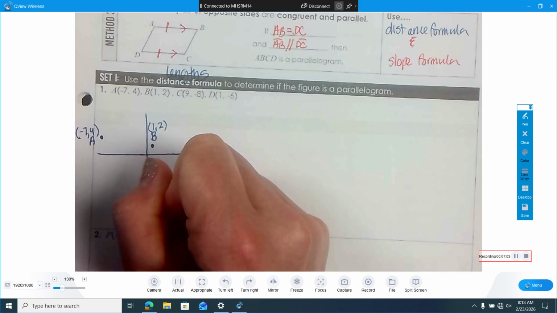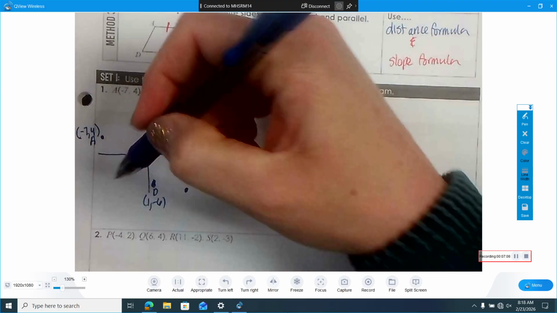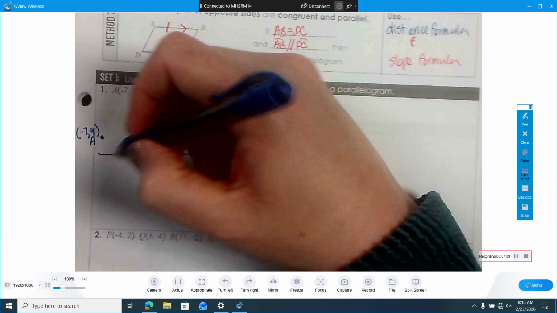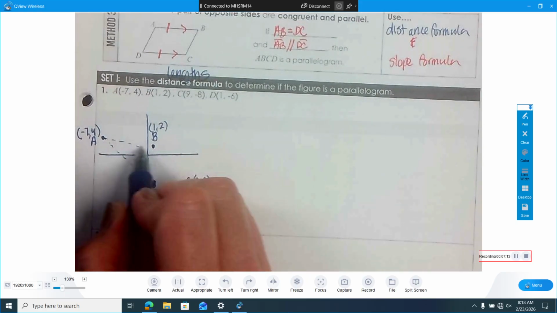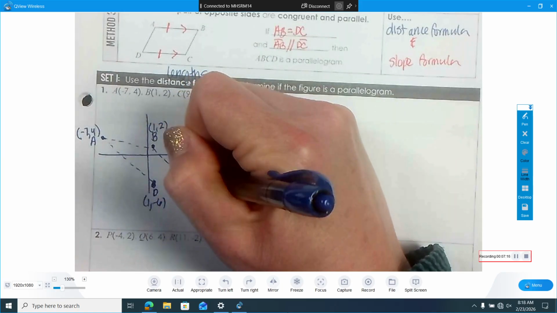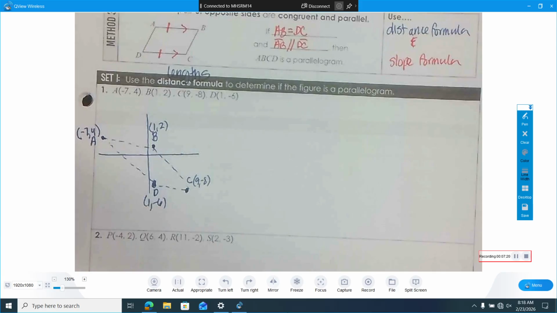Right there. D is at 1, -6. Roughly. These are just rough, you know. So what I have here is a little potential parallelogram. And again, my picture is not to scale, but that doesn't really matter. But we have a little sketch. And we're going to use the distance formula to find the lengths of these opposite sides.